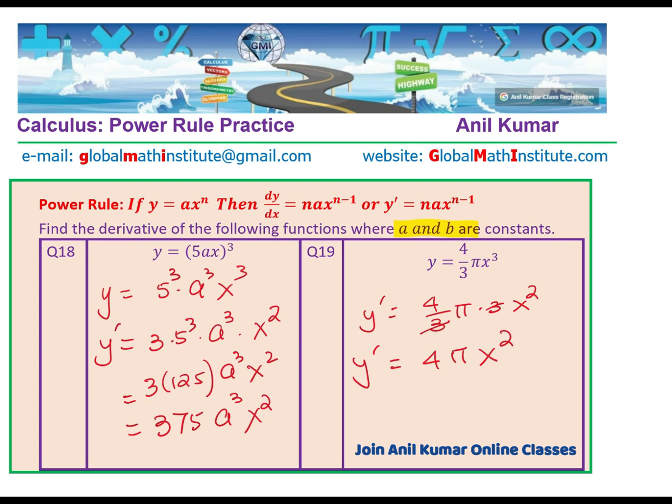Now this is very interesting. You see, 4 by 3 pi r cubed is the volume and 4 pi r squared is the surface area. So volume becomes surface area when we take the derivative. Clear? Okay, good observation. So that should help. So try to see what we are getting as our results.